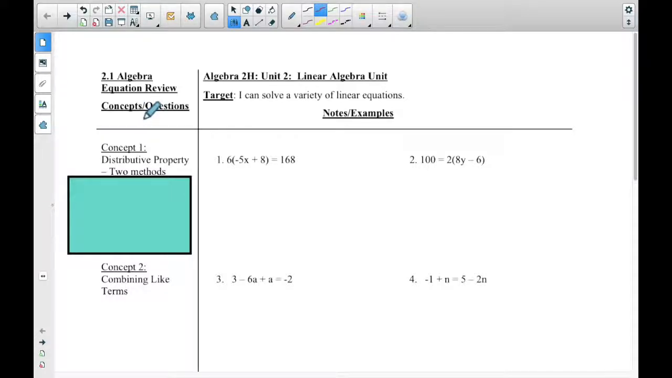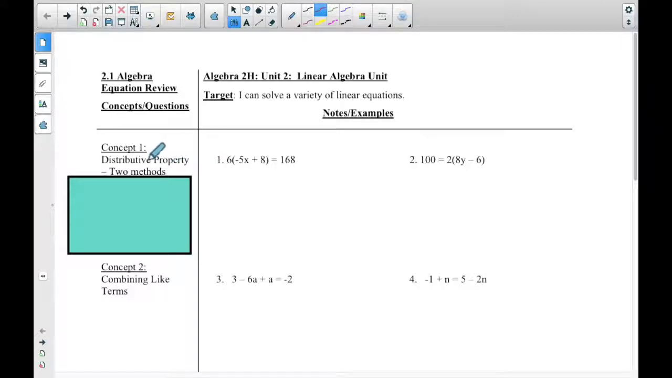Everyone knows how to solve equations, so I'm not going to bore you and go through things that you know how to do. Instead, what I've done is I've chosen some types of problems that people get hung up on sometimes. And so the first type of problem is a distributive property problem.